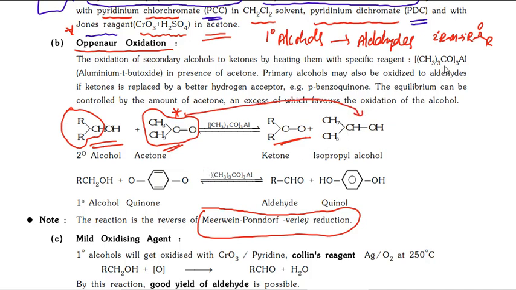The important point to note here is the reagent aluminum tertiary butoxide. This is the tertiary butoxide: 1, 2, 3, 4, four carbons, butyl oxide. Here aluminum is there. Aluminum valence is 3, that's why it appears three times. Aluminum tertiary butoxide, this reagent is important.